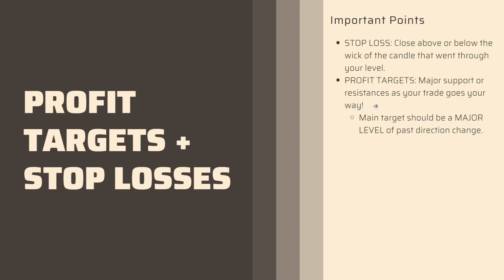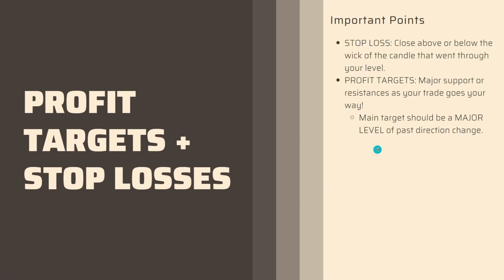If you took 5 SPY call options, and SPY has risen 30 cents, and there is a clear support level where it could reverse and go down, you need to be taking some amount of profit there. Then your main target, where you're taking your entire profit, should be a major level of past direction change. So even if you're in calls, you're not looking to only take profit at resistance levels. You're also looking to take profit at previous support levels, because we know that old support can turn into new resistance, and old resistance can turn into new support.